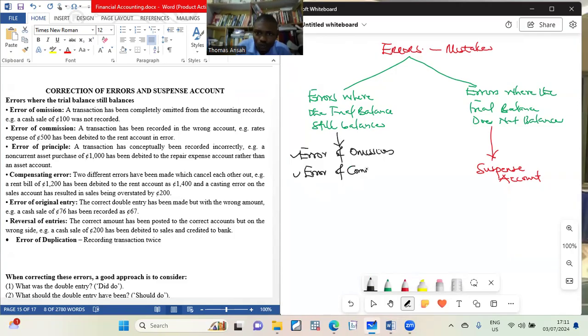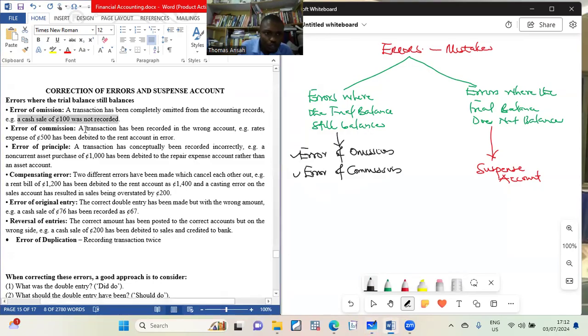Error of commission. Now, what is error of commission? Error of commission, it is not like we forgot to record. We recorded it. It's just that we recorded it in a wrong personal account or wrong account. So that is that. The recording is done. But instead of recording it in account A, we recorded it in account B. But the double entry is correct. The double entry is correct. But we have recorded it in a wrong title of account.